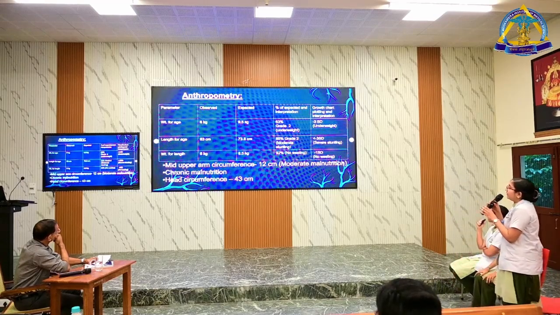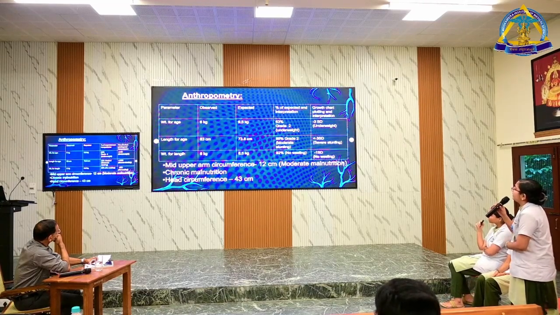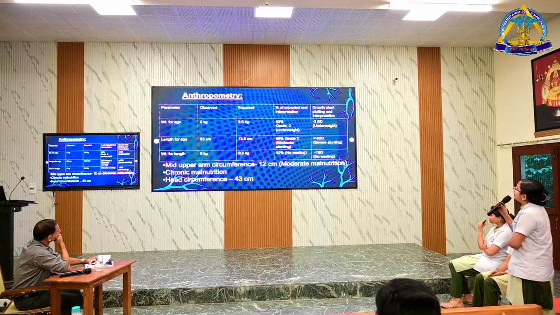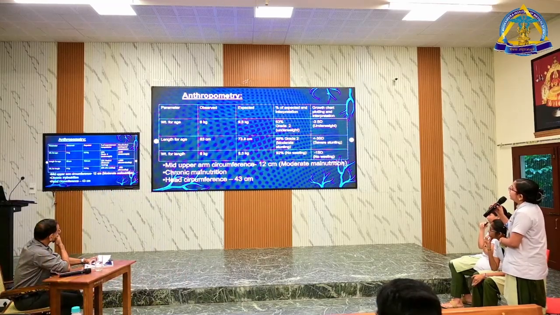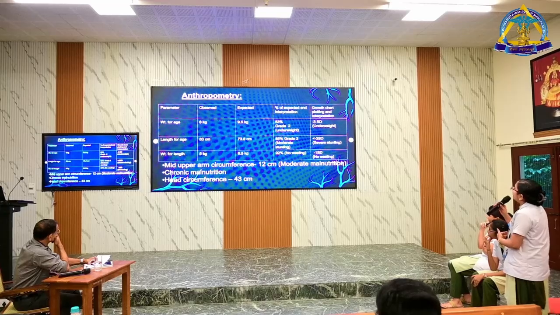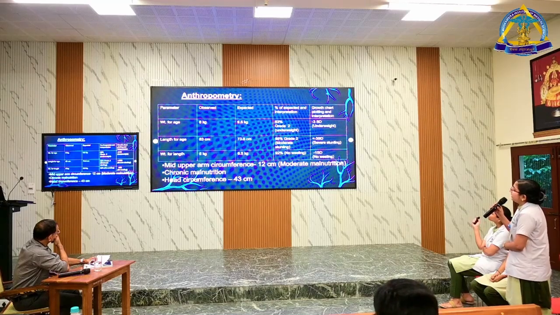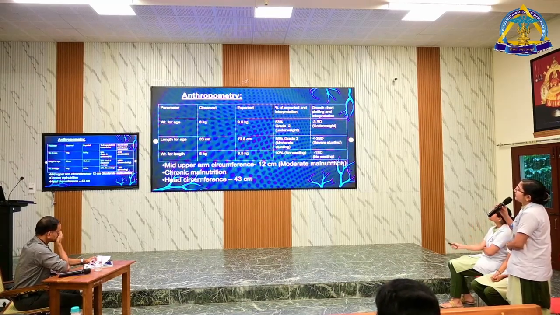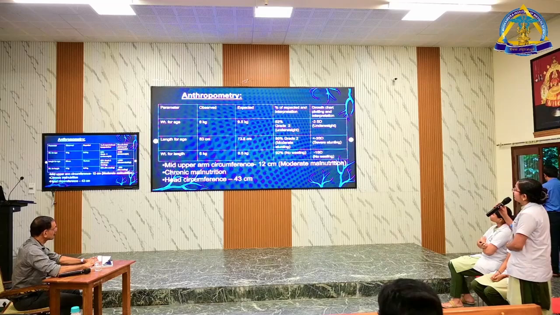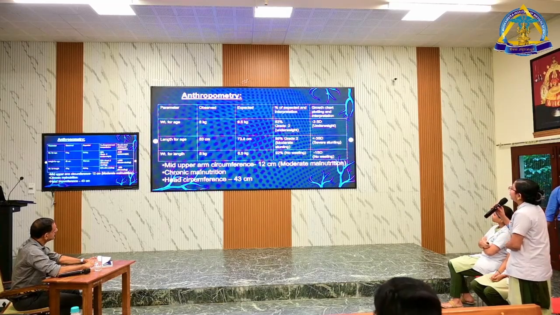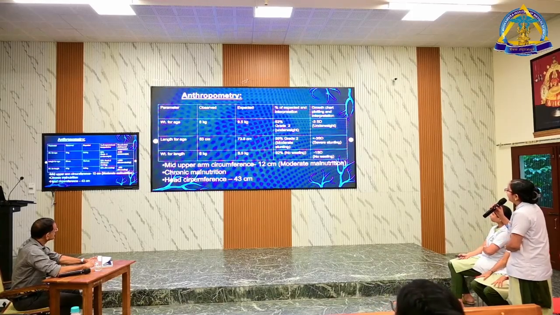Anthropometry. In weight for age, the observed weight is 6 kg, expected is 9.5 kg for the age. Percentage of expected is 63% and is grade 2 underweight. In the road chart, it is at -3 standard deviation, underweight. Length for age, the baby is 63 cm. The expected length is 73.8 cm. Percent of expected is 85%. It is grade 2 moderate stunting. In the road chart, it is below -3 standard deviation.